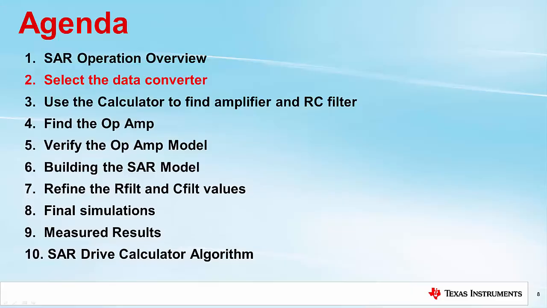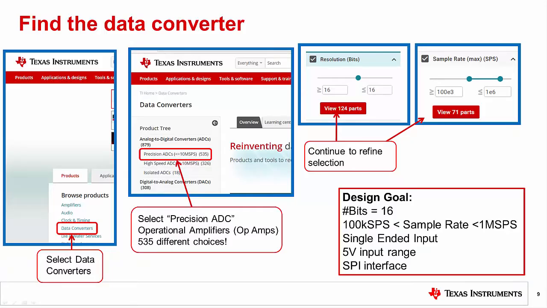Let's move on to the second step where we select the data converter. For this example, our design goal is given in the lower right-hand corner. 16 bits, sample rate of 100 kilosamples per second to 1 megasample per second, single-ended input, 5-volt input range, and SPI interface. There are over 500 different precision data converters to choose from.